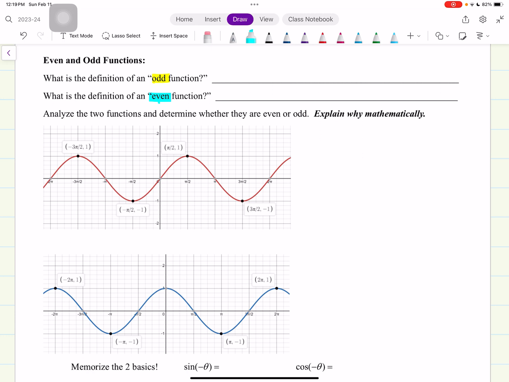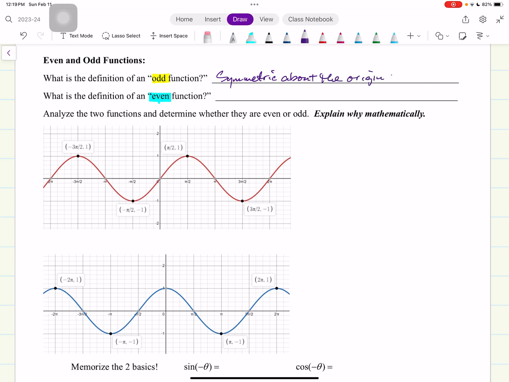Okay, so let's start off with the odd function here. Odd functions have symmetry about the origin. So I'm going to state that here. These are symmetric about the origin.